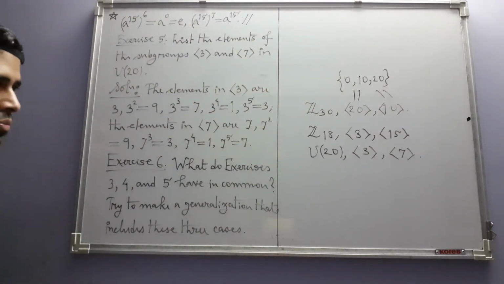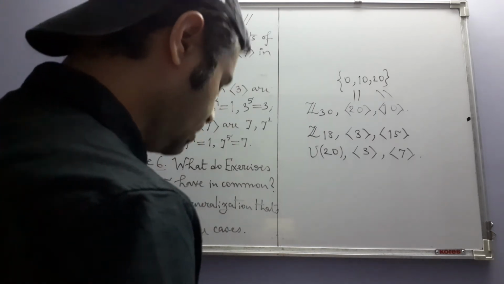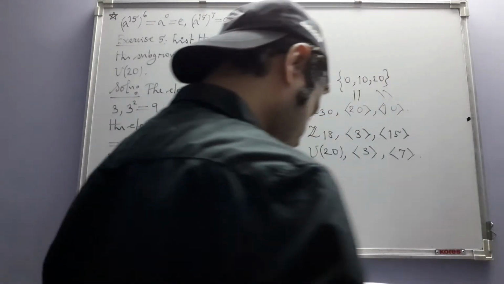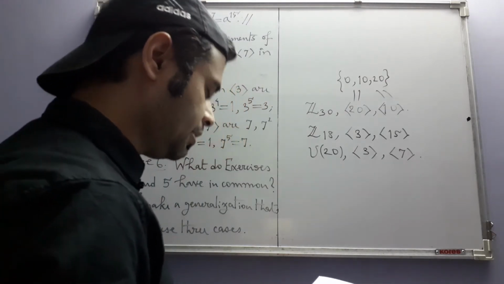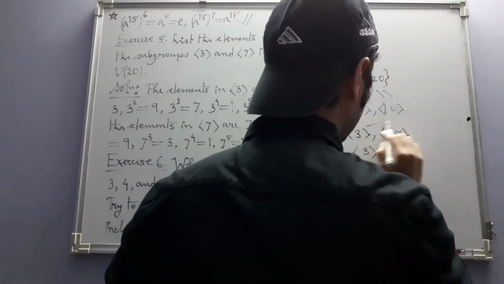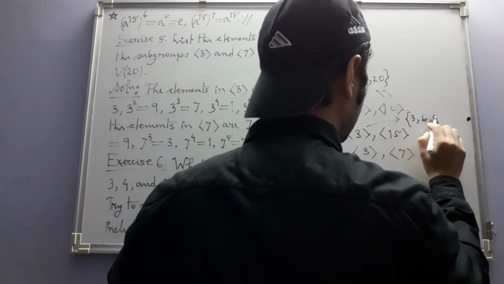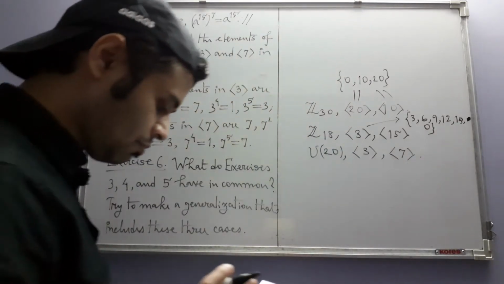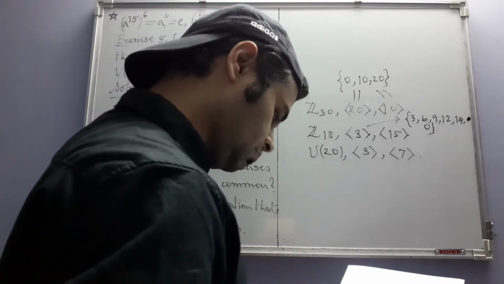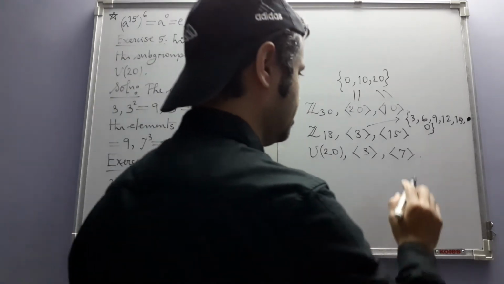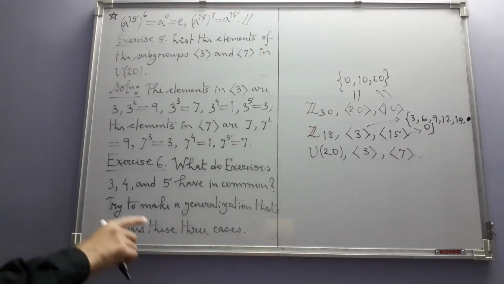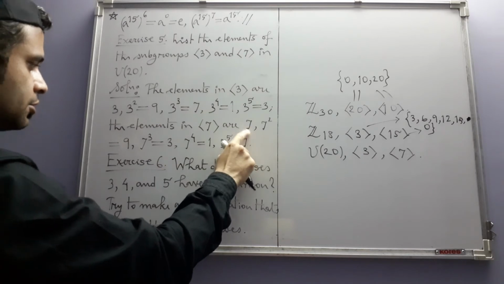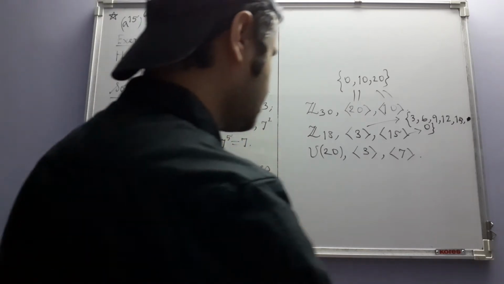They are equal. Just like that in Z18, the cyclic subgroup generated by 3, the elements in it are 3, 6, 9, 12, 15 and 0. And the one generated by 15 also has 0, 3, 6, 9, 12, 15. Here also they are equal. And are we having these two things also equal? 3, 9, 7, 1. 7, 9, 3, 1. Yes. So that is the common thing.